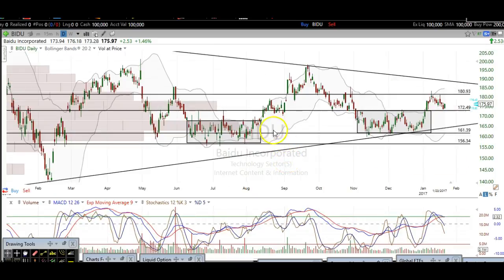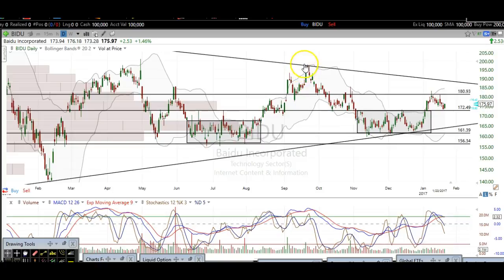But notice how we traded in this little box right here. And then over here we traded in another box. But notice one thing, we made a higher box. So we traded in this box and it didn't go as low as this box. This box was down to about 156. This box went down to about 161. Okay? So we made a higher box right there. So more than likely we're going to head higher.